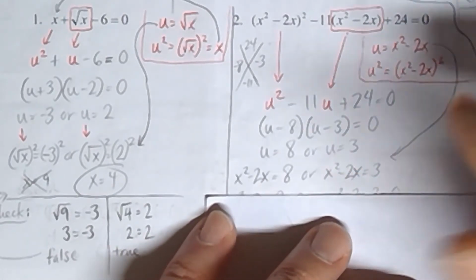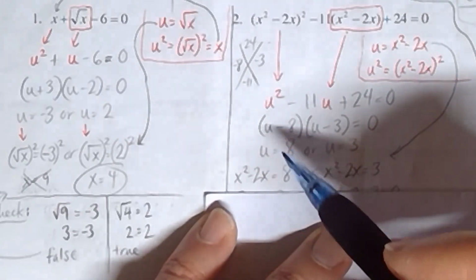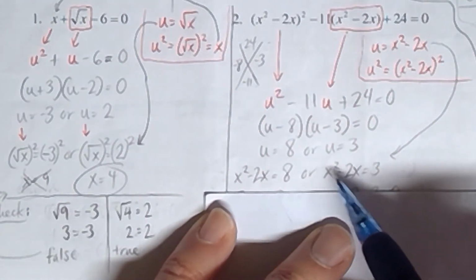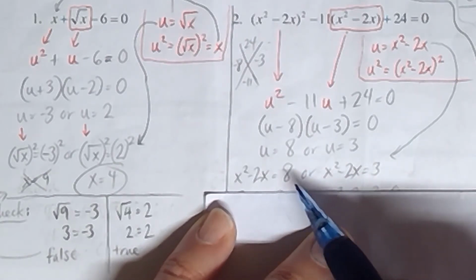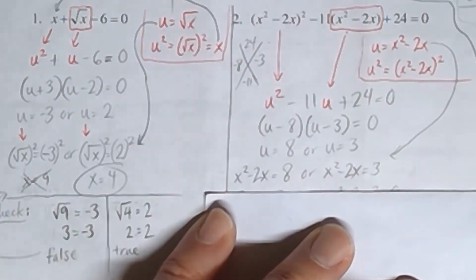Plug back in the bracket. You don't need to keep the bracket if that's the only thing on that side of the equal sign, but replace the u with the bracket, or at least the inside of the bracket. All right, because again, you don't need the bracket. This gives you 2 brand new quadratic equations, but this time they have x in it.